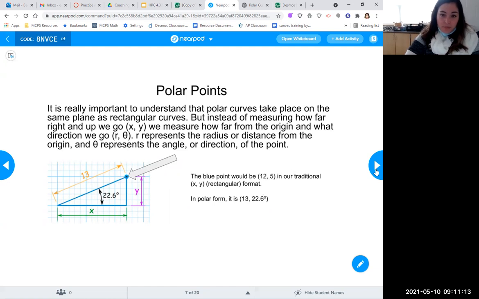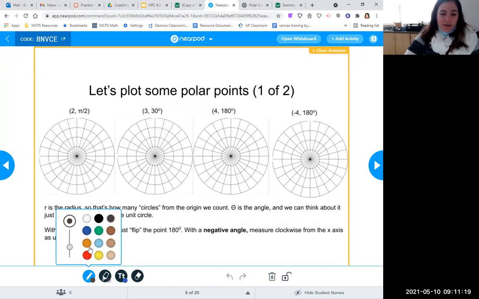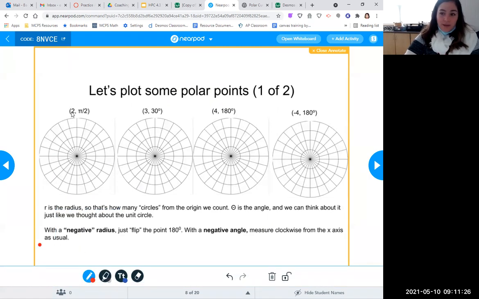Okay. Let's plot some polar points. I think it's a good exercise just to get used to this new way of thinking about it. Remember, R is the first coordinate in polar coordinates. R is the first polar coordinate. That would be how many circles from the origin we count. It's the radius. And then theta is the angle, and we can think about it just like we thought about the unit circle. So 0 degrees is on the x-axis, pi over 2 is at 90 degrees, and so on and so forth, okay?